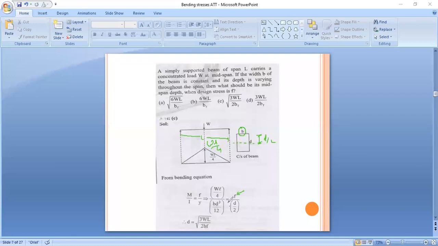So which option is correct? Option C is your answer. So just remember this equation. You have to put values and calculate this. But here the condition is B is constant. So option C is the correct answer for this question.